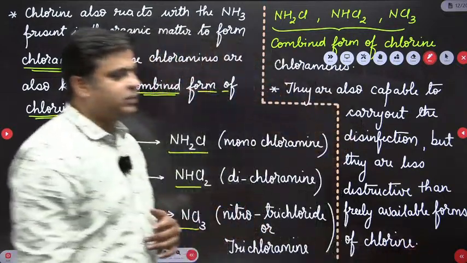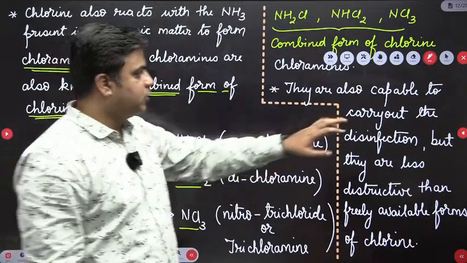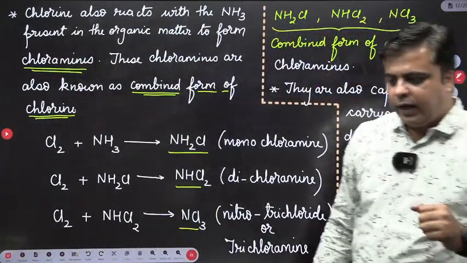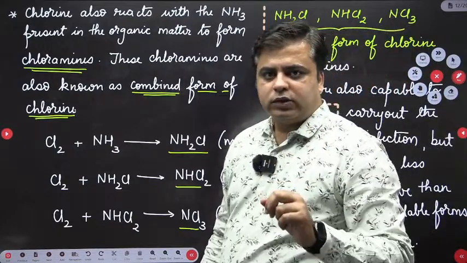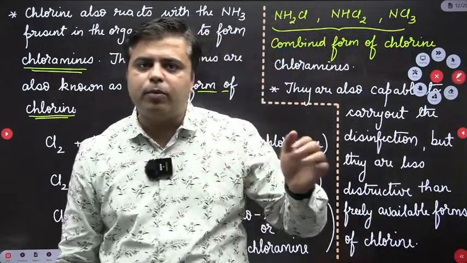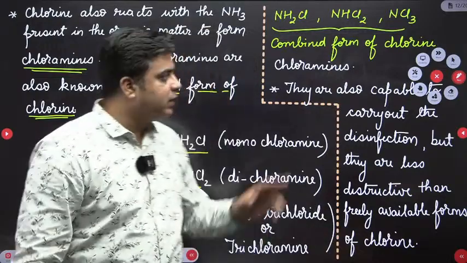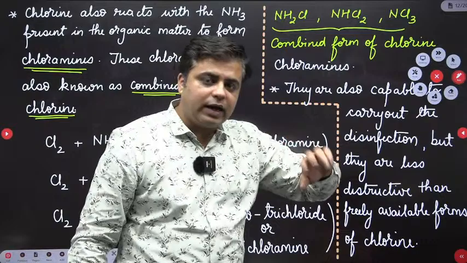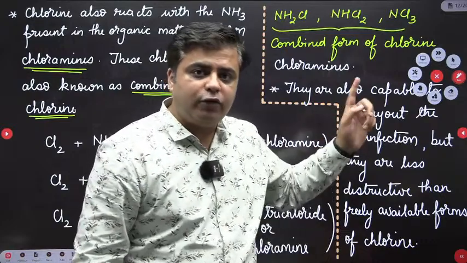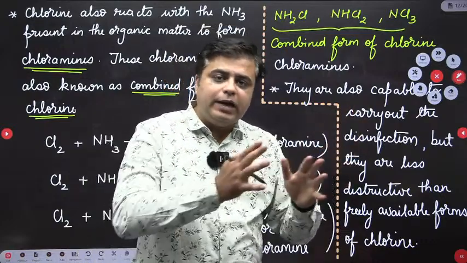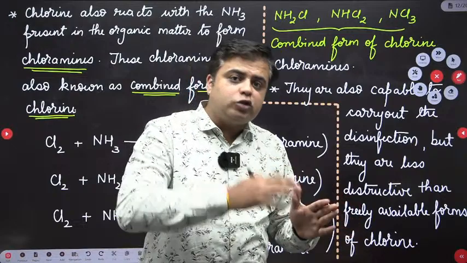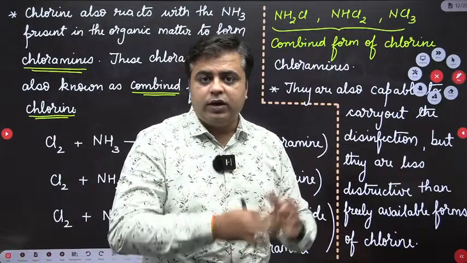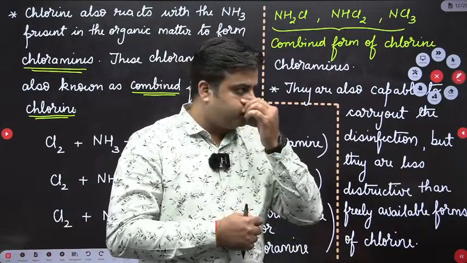But they are less destructive than freely available forms of chlorine, right? So when you add chlorine into the water, it will be present in two forms. First is the freely available form of chlorine, and second one is the combined form of chlorine. Freely available forms of chlorine are more destructive than combined form of chlorine, and in the freely available form of chlorine, HOCl is the most destructive disinfectant to carry out the disinfection of water.